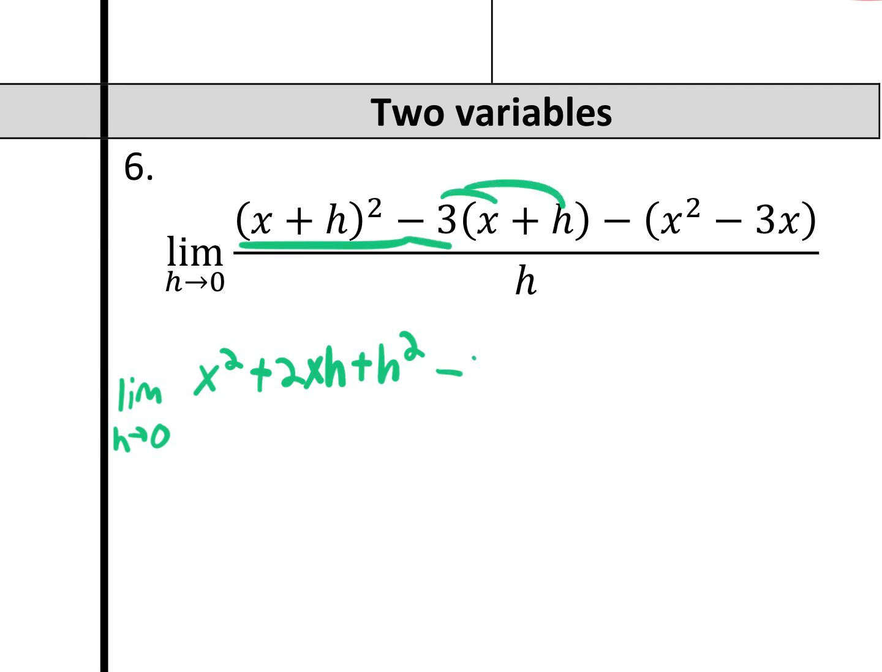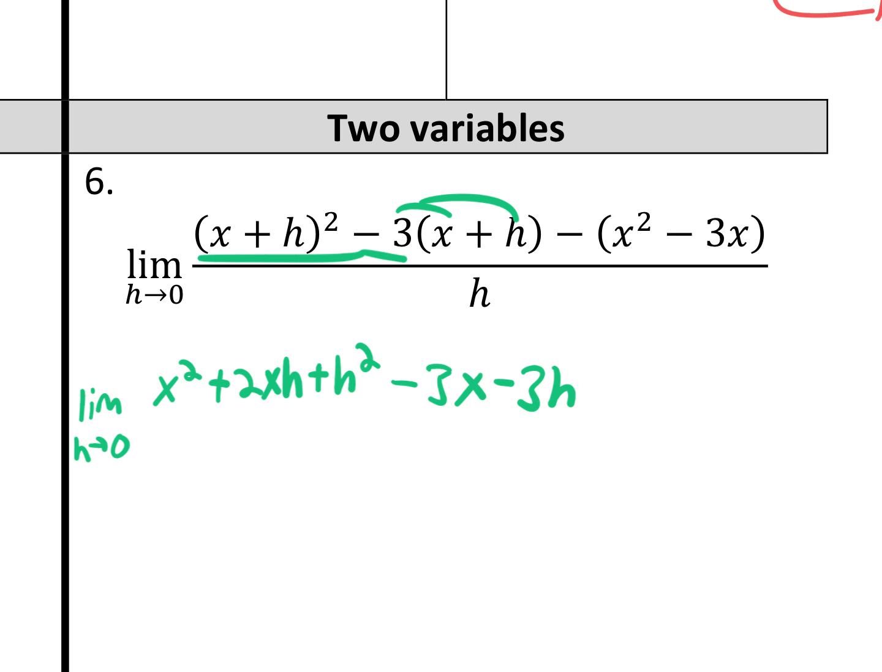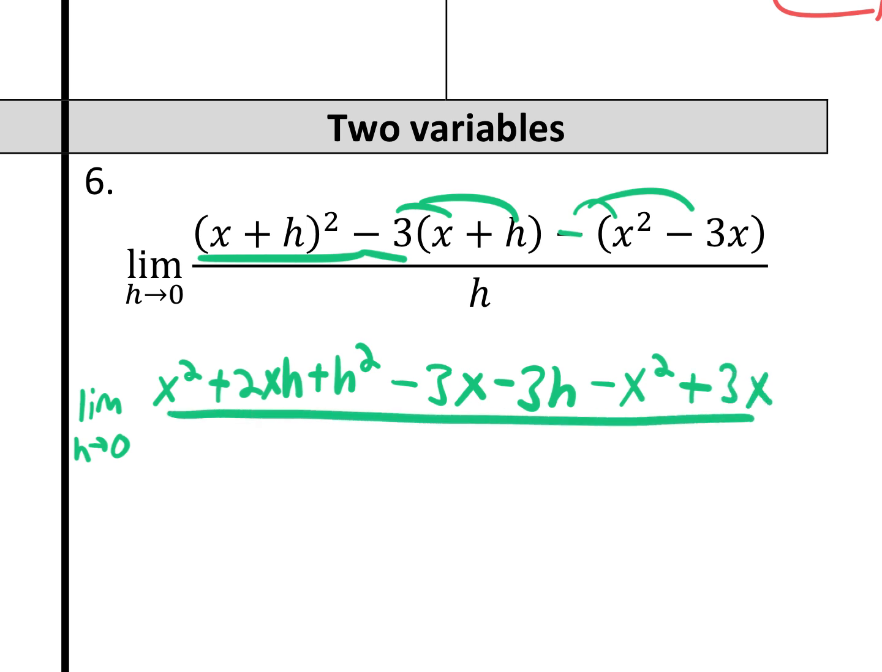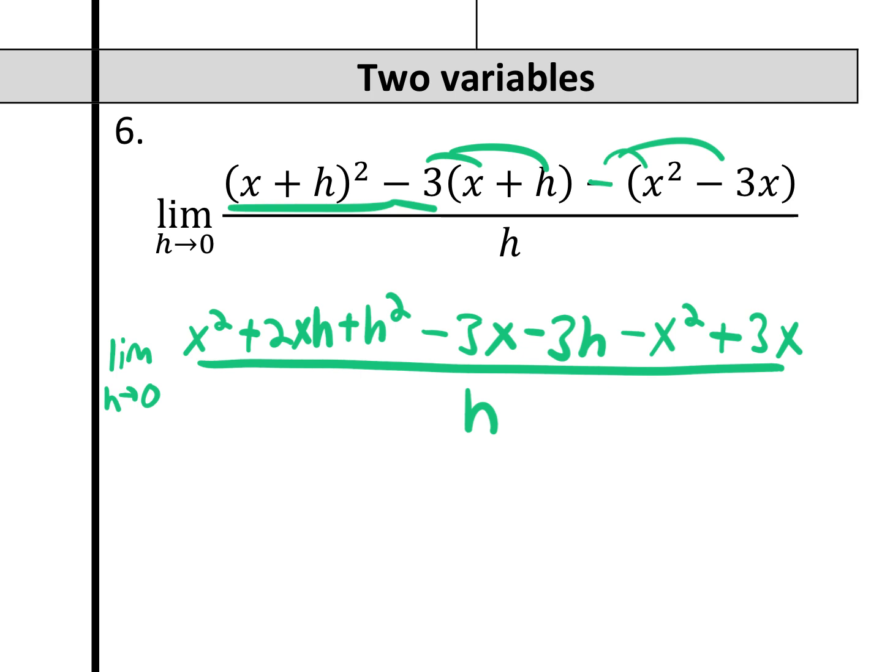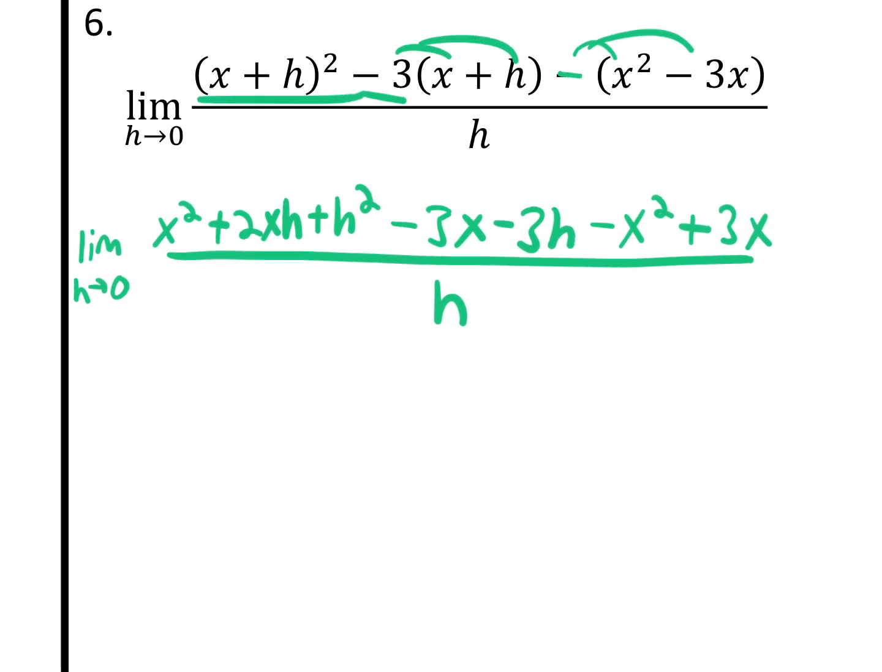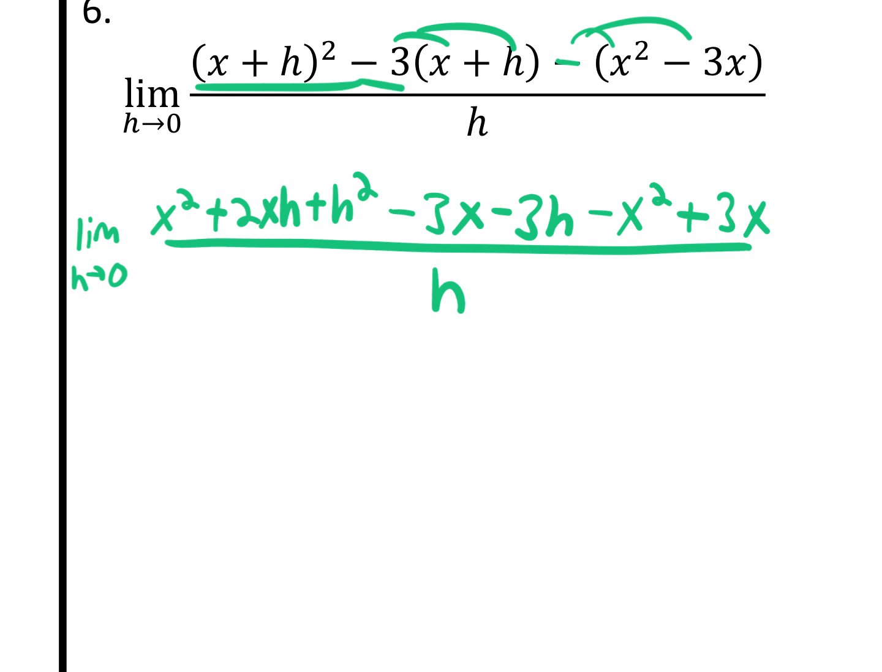And this is just going to get you a negative 3x minus 3h. And then this negative right here we can distribute. It's going to be negative x squared plus 3x. And this is all going to be over h. All right, why did we do that? It looks a little bit more complicated now, right? Because what happens on top?